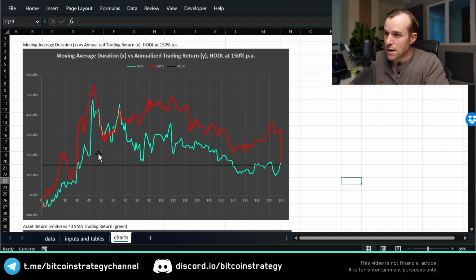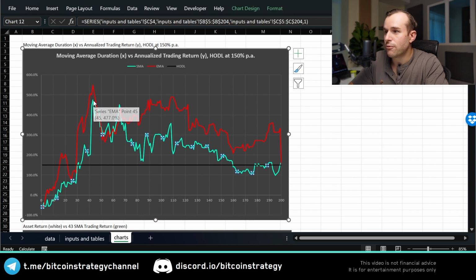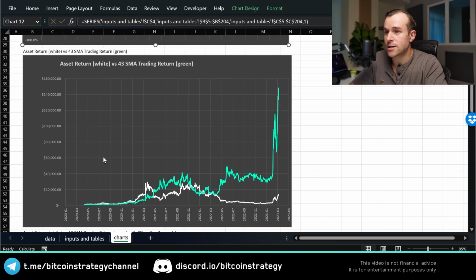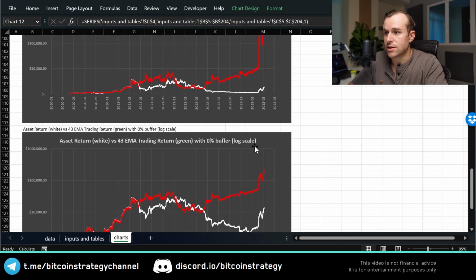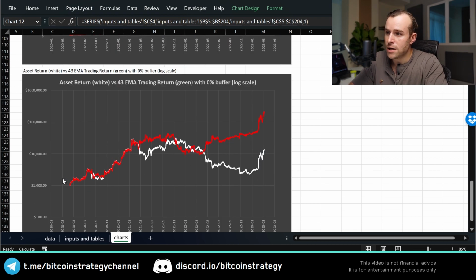So the best moving average is over here. This is where you got the most annualized performance, and that's the 43-day simple moving average and exponential moving average. Interestingly enough, it's the same kind of duration for both moving averages, and this is what we get here for the SMA. And when we scroll further down, this is the result for the EMA. Same thing: when we are in a bull market or in a somewhat sideways trading range, we tend to perform in a similar fashion. And then when the bear market hits, this is when we tend to outperform.